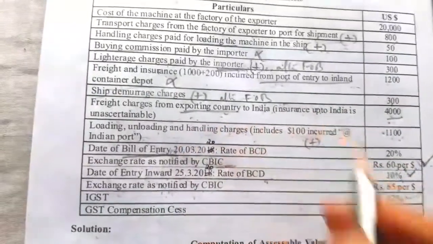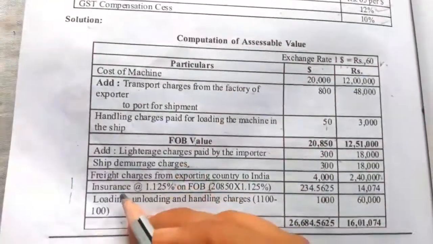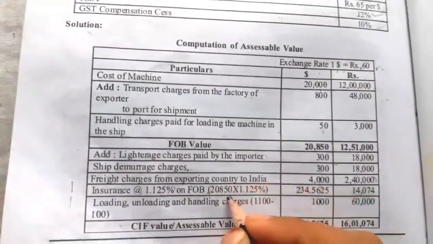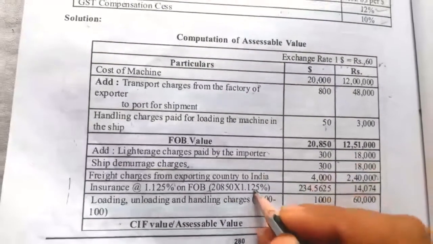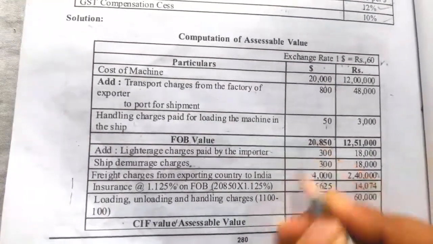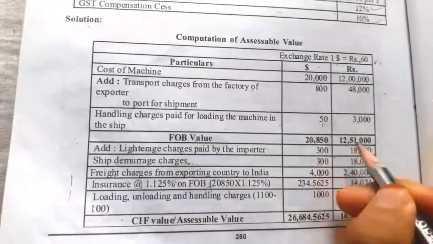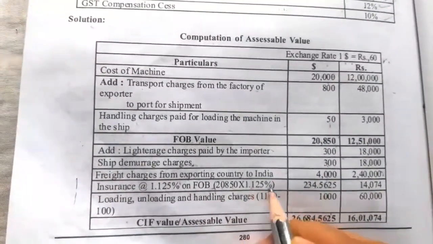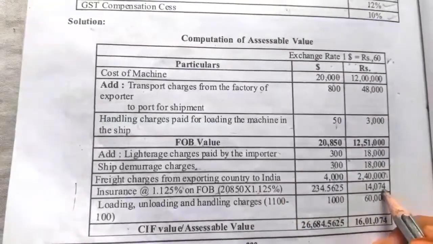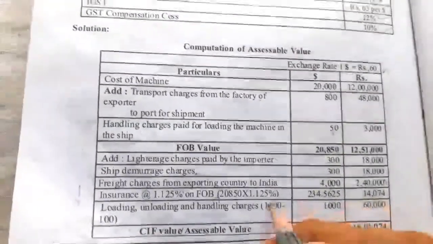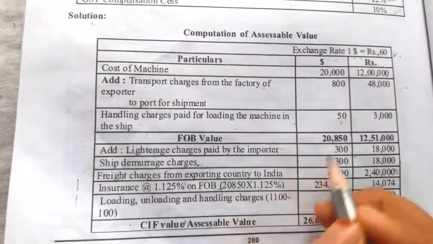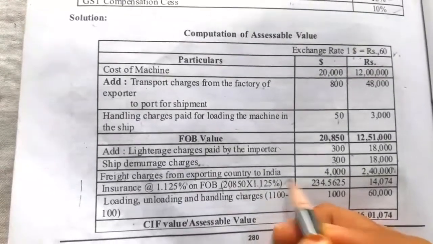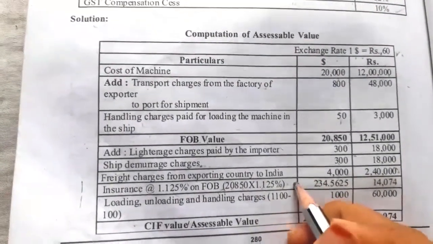Then relating to insurance, they have not given clear information, so we have to take insurance at 1.125% of FOB. So on FOB we have to calculate 1.125%. Instead of calculating this, you can directly calculate on 12,51,000, which is the FOB, 12,51,000 into 1.125%, so that is equal to 14,074 you will get. Or else you can calculate like this also, taking 20,000 dollar value as the FOB, and if you convert, you will get the insurance in the dollar form only.